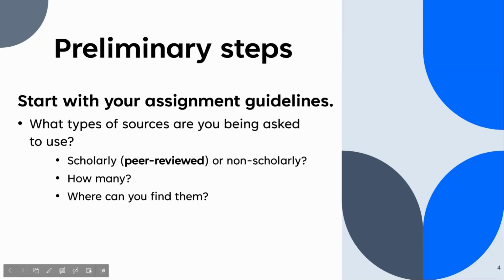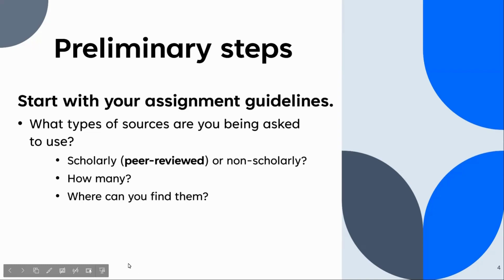On our agenda, one of the items near the beginning was preliminary steps. These are our starting points. When you first want to create a search for a research assignment that you have coming up, these are some of the things that are really helpful to think about right off the bat. You want to start by looking at your assignment guidelines. Oftentimes there will be some clues about what you're being asked to look for, and that will help guide you in the searching process.